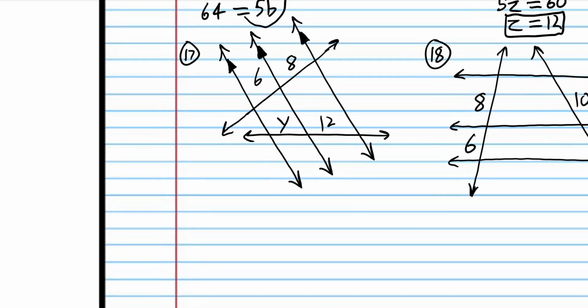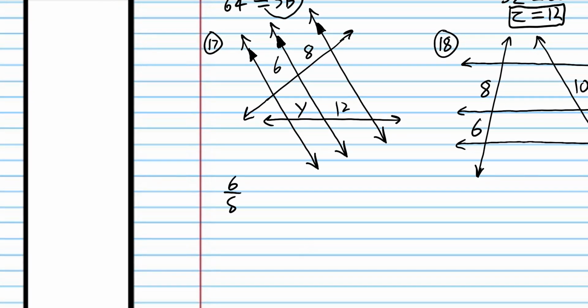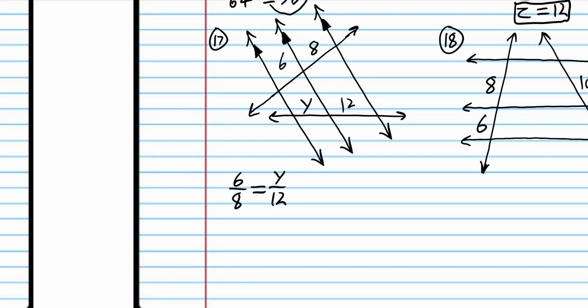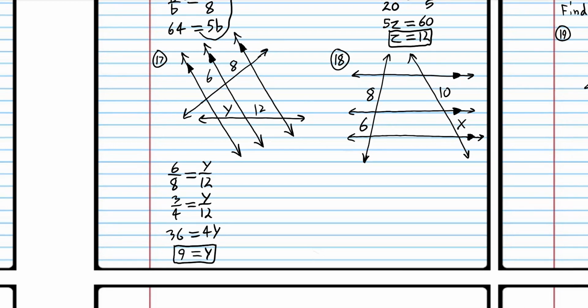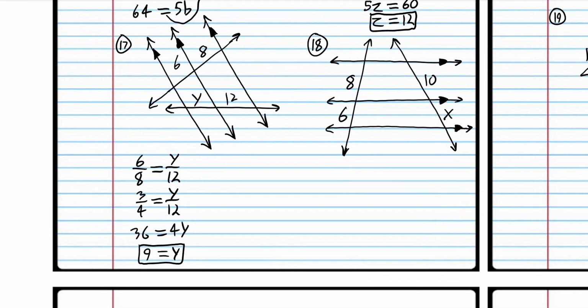All right, we're back. I'm going to say 6 over 8. Again, there's many ways to set up these proportions, so if you're doing it a slightly different way, that's okay. And reduce. Cross multiply, 3 times 12 is 36. 4 times y is 4y. Divide both sides by 4, and we get 9. So y equals 9. If you got that answer, good job. If you didn't, that's okay. Just go back and figure out what you did wrong.